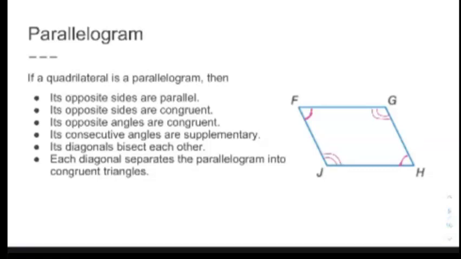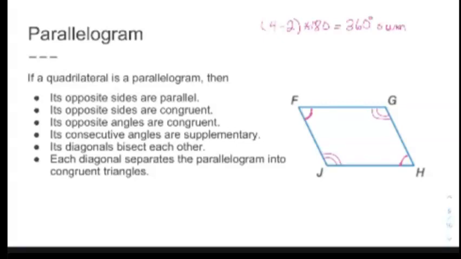Also within a parallelogram, since we have four sides, we can use our formula from our previous lesson dealing with angles. With a four-sided figure, the number of sides, 4, minus 2, times 180, gives us a total of 360 degrees for the sum of the angles of a quadrilateral.